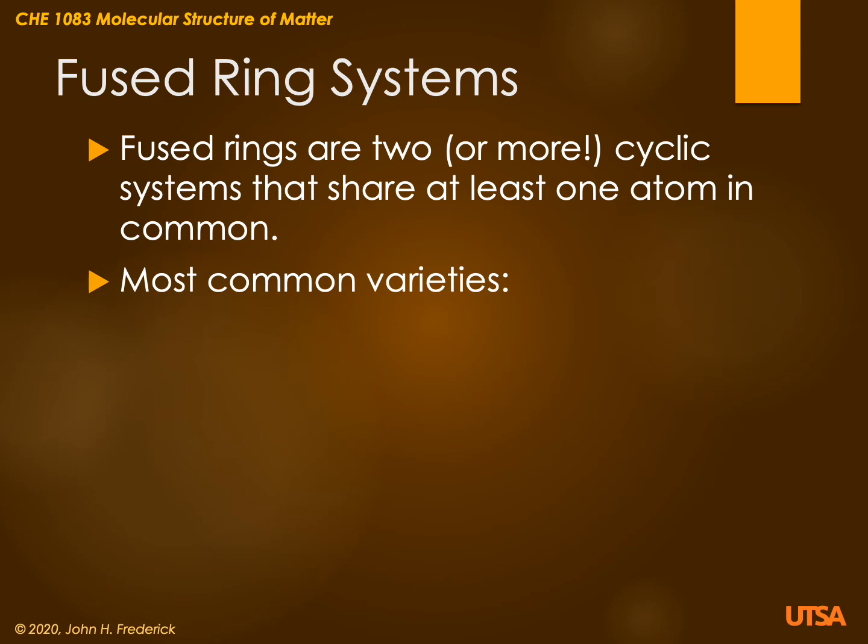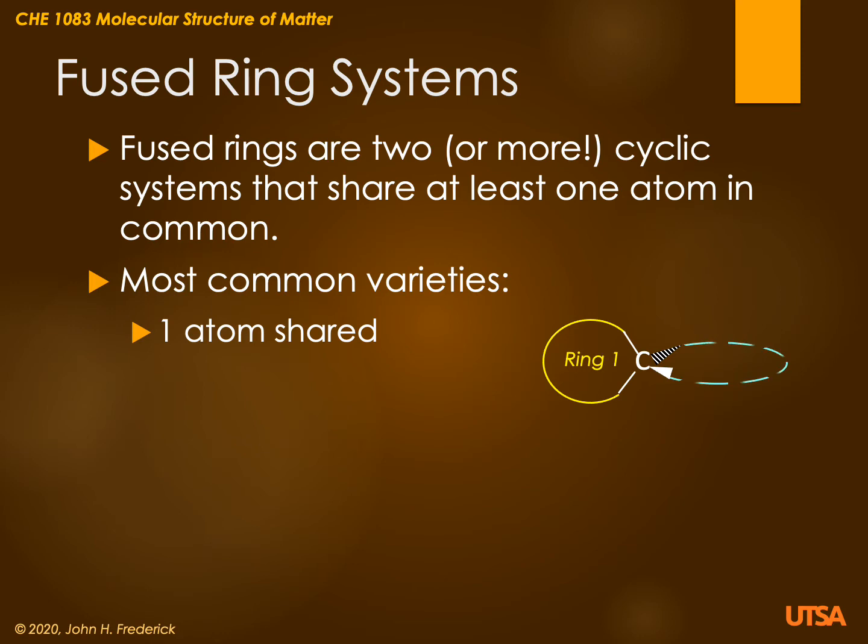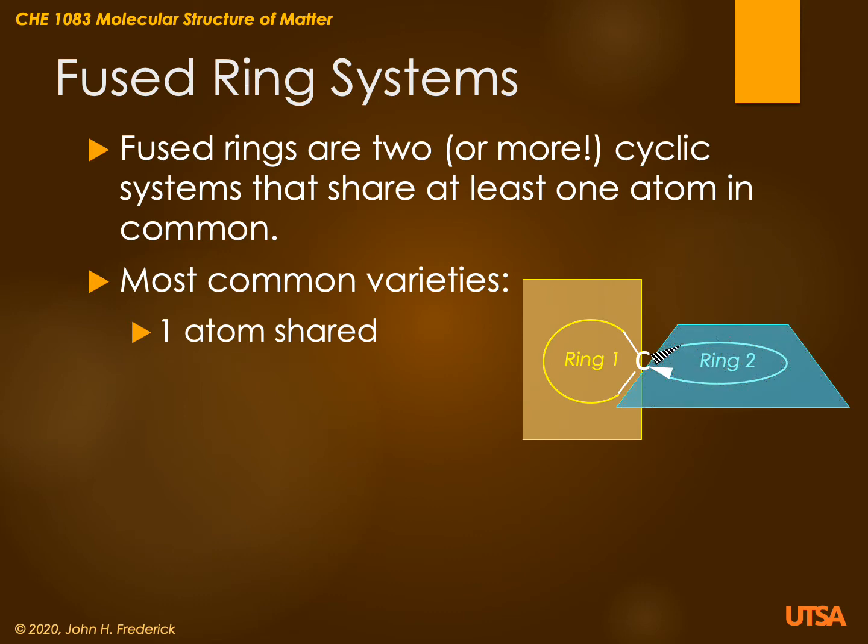So what are some of the most common varieties? Well, one variety is where they have one atom shared in common, and this atom is attached to two different rings like this. So this is how they are fused together. This almost always involves a carbon atom because it needs to have 4 bonds, 2 to each ring, and because of the tetrahedral geometry around the carbon atom, those 2 rings are going to lie in approximate planes that are roughly perpendicular to one another. Because of this shape, these are called spiro compounds.